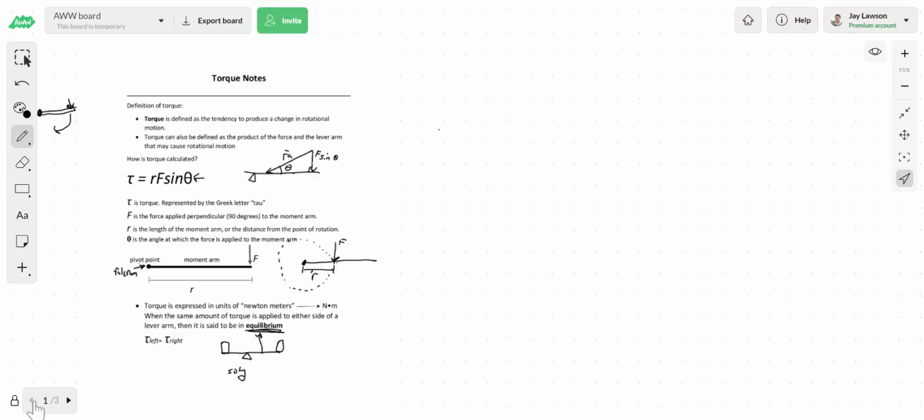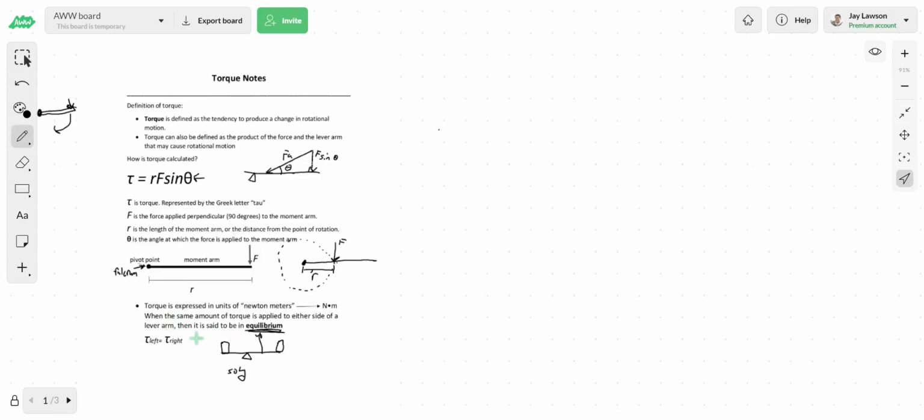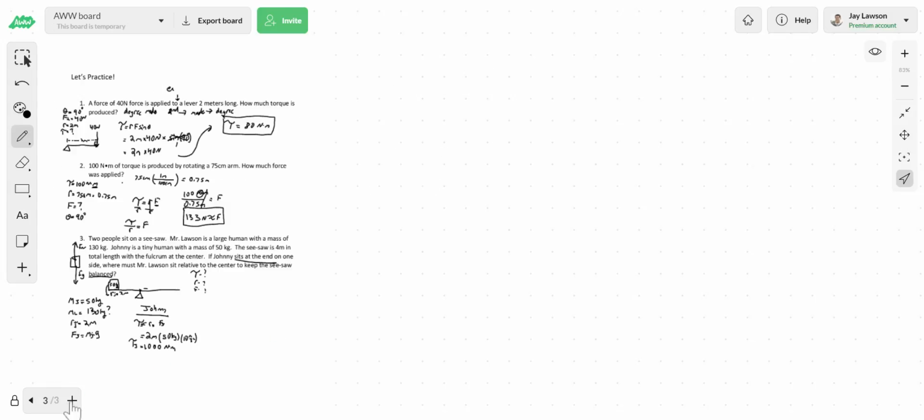Now I'm going to pause here and go back and show you something. So let's look at this. When the same amount of torque is applied to either side of a lever arm, then it is said to be in equilibrium. Okay, you see that right here? Remember I told you that earlier? We're trying to keep this thing balanced, right? So we know this is in equilibrium. We're trying to keep it balanced.